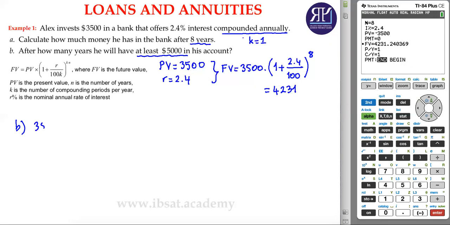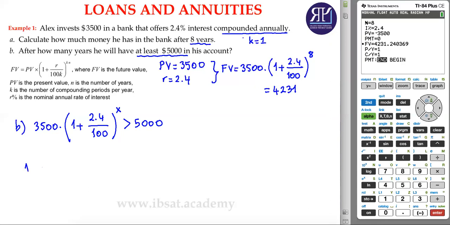The formula: 3,500 multiplied by (1 + 2.4 over 100) to the power of x, because we need to find how many years. At least we need $5,000, that's why it must be bigger than 5,000. This is a really difficult question to solve without using the calculator. That's why we will use the graphic calculator TI-84 Plus C. There are two methods for this.